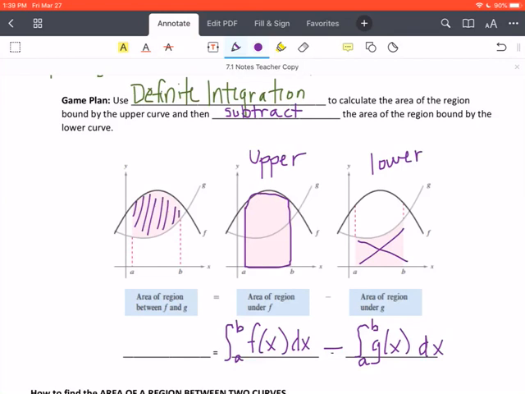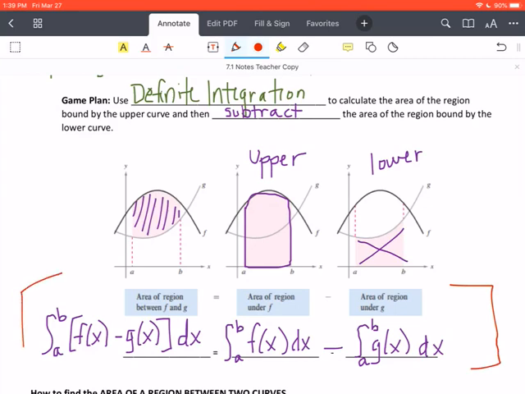So when we think about properties of integrals, we know that subtracting 2 integrals can really be combined into one integral in and of itself. So we can represent that with the integral from a to b of f of x, that is our upper, minus g of x, that is our lower function, dx. And this right here is the key idea of the day.